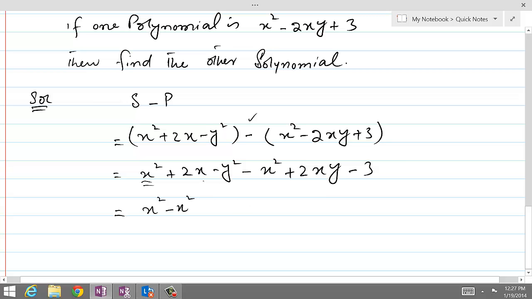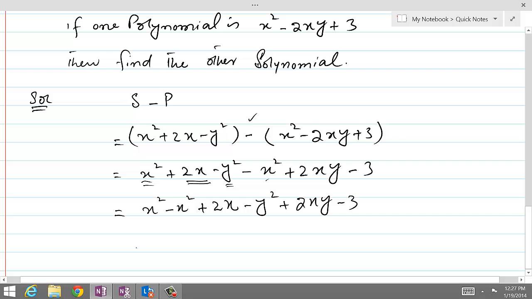Minus x square plus 2x. Is there any other term involving simple x? No, there is none. So plus 2x will be written as such. Is there any other term involving y square? No, so this will be written as such. And this already has been used here, plus 2xy minus 3.